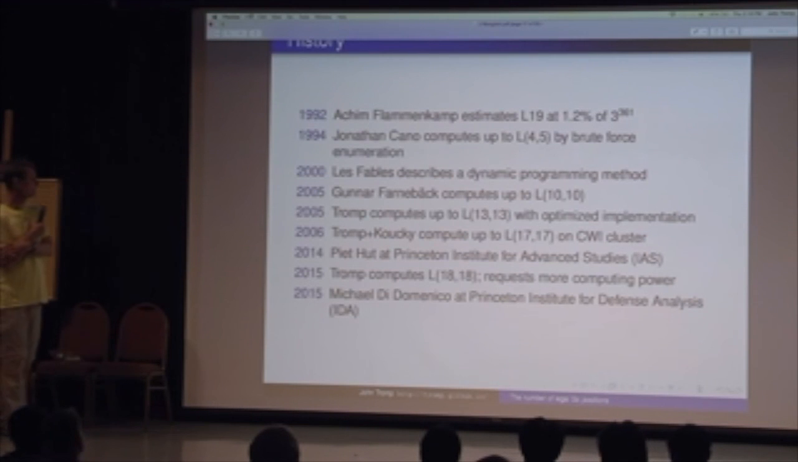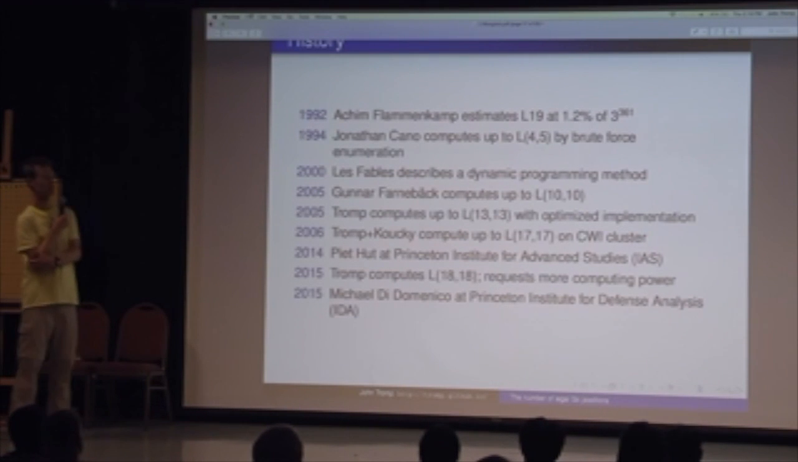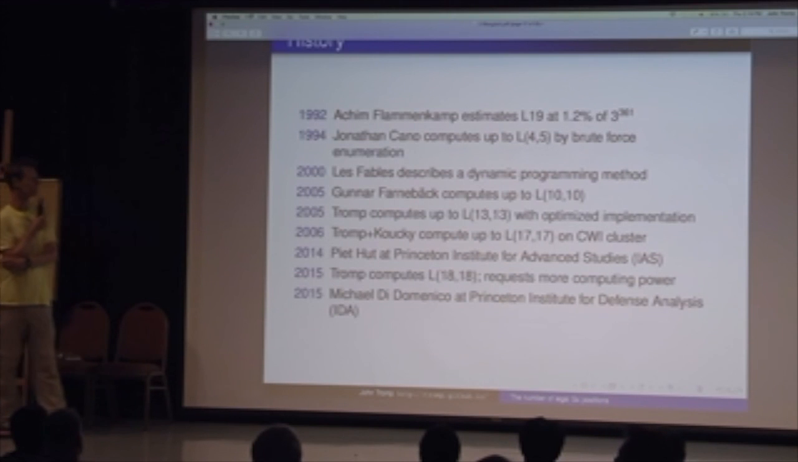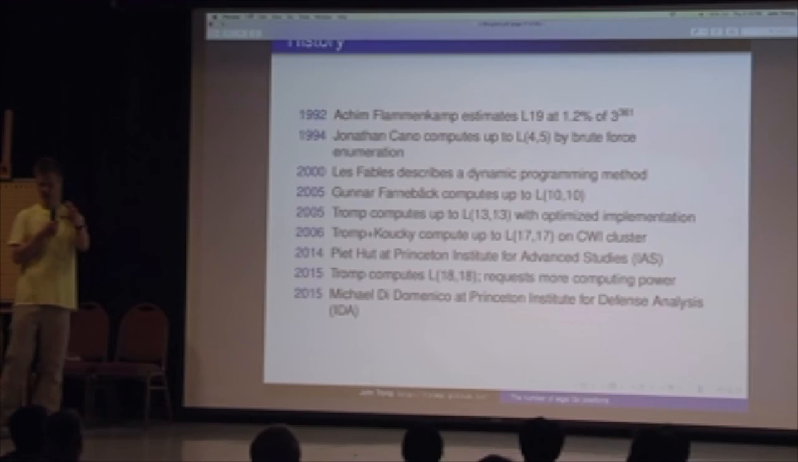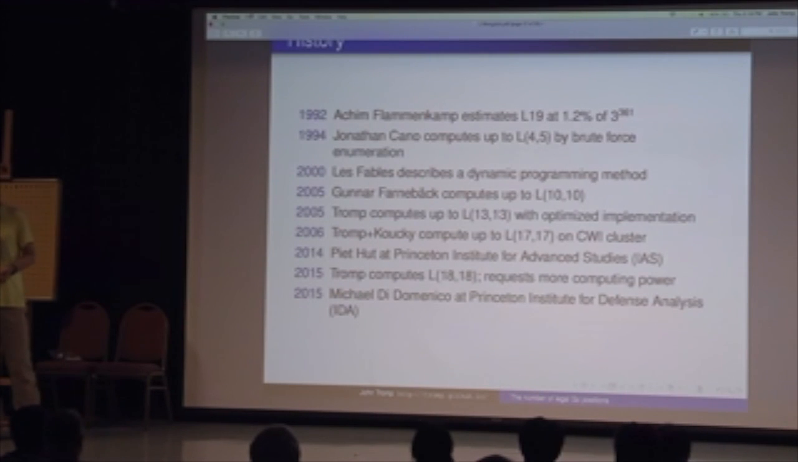Two years later, people started writing programs to do brute force enumeration. Just generate all the possible boards up to a certain size and see how many are legal. Of course, this is severely limiting your size. By about this number, you're already into the many billions or trillions, and this is about as far as you can go.